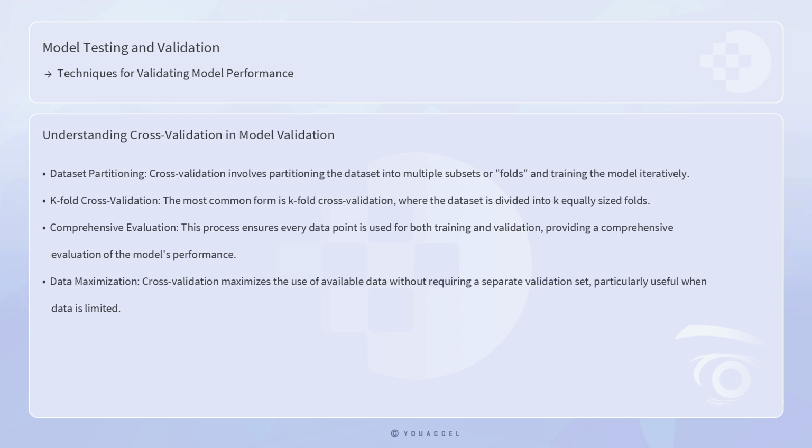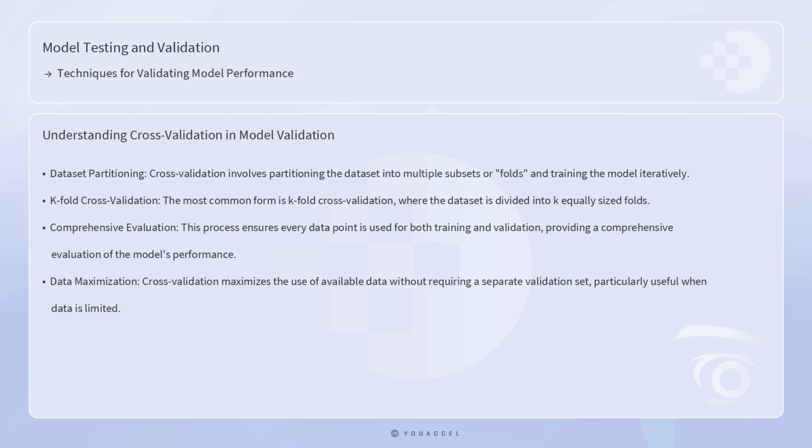Cross-validation is one of the most widely used techniques for model validation. It involves partitioning the dataset into multiple subsets or folds and training the model iteratively using these subsets. The most common form is k-fold cross-validation, where the dataset is divided into k equally sized folds. The model is trained k times, each time using k-1 folds for training and the remaining fold for validation.